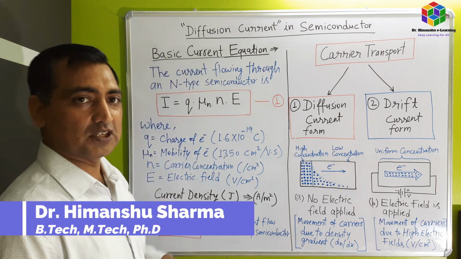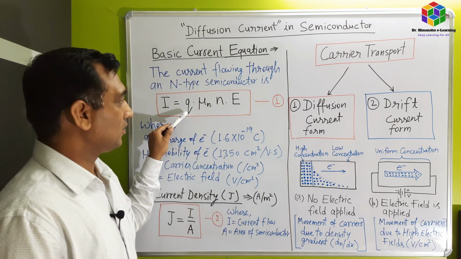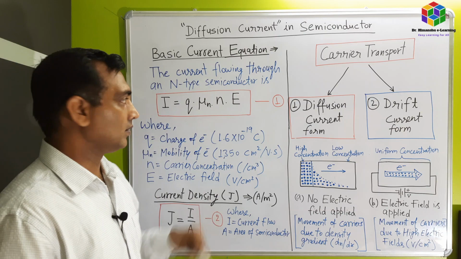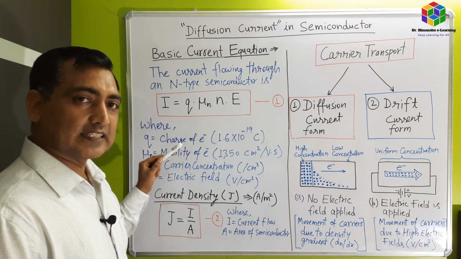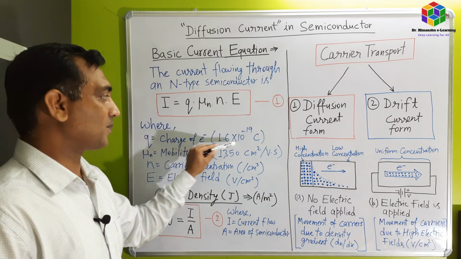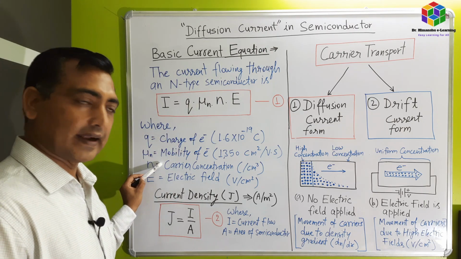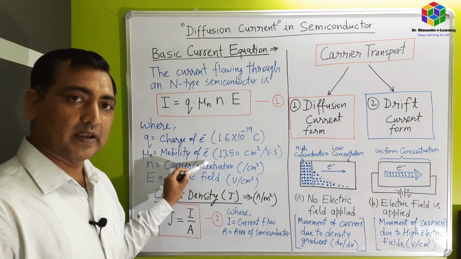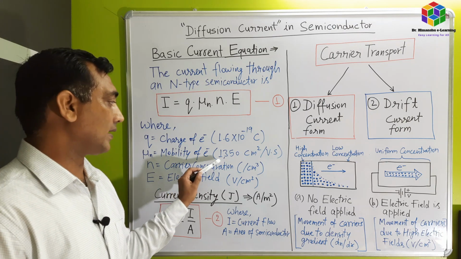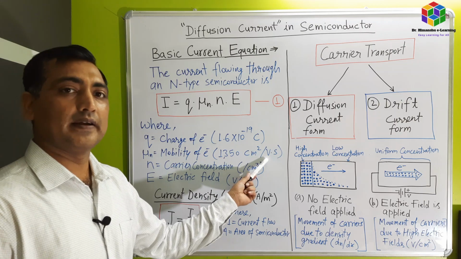So, the basic current equation inside the semiconductor is given as I is equal to Q into mu n into N into E. These parameters are explained as: Q is the charge of electron, that is constant, 1.6 into 10 raised to the minus 19 coulomb. Mu n is the mobility of the electron. In case of silicon semiconductor, the mobility of the electron is fixed at room temperature, that is 1350 centimeter square per volt into second.